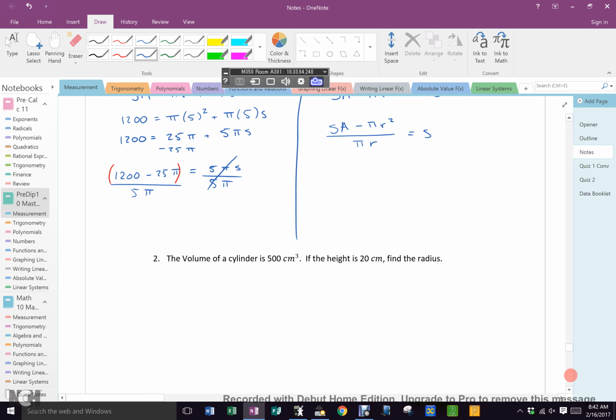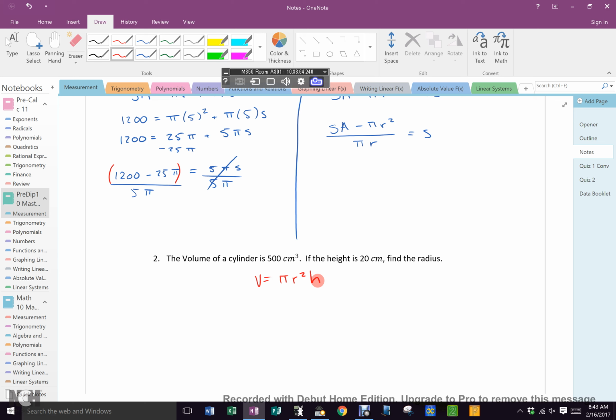Volume of a cylinder is 500. The height is 20. Find the radius. So volume of a cylinder is always, since it's a circular prism, area of the base times the height. Yes? What is the base of a cylinder? Circle. So it's πr²h. Right? Now, you know the volume, you know the height. So you need to find r.